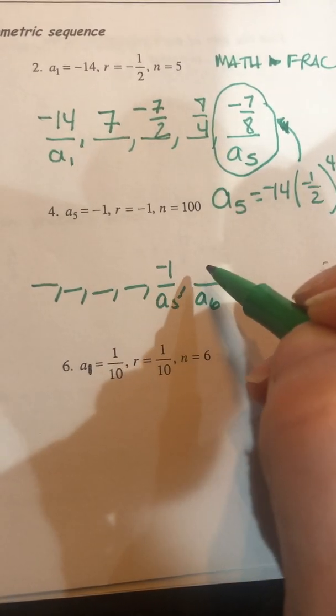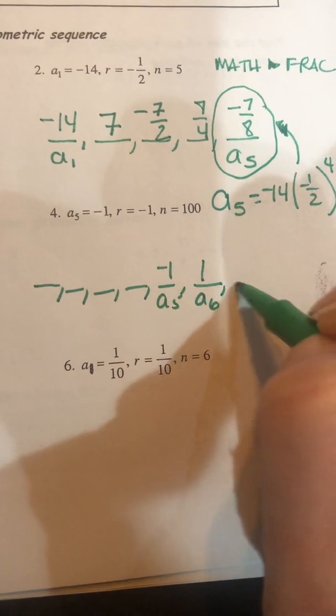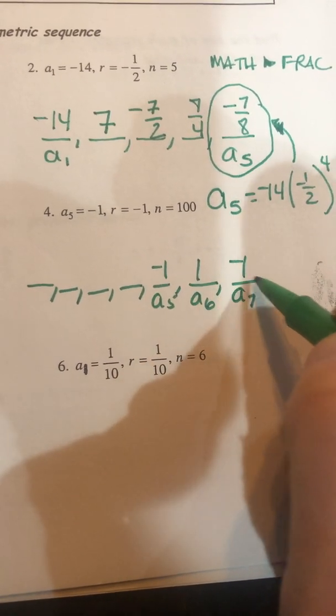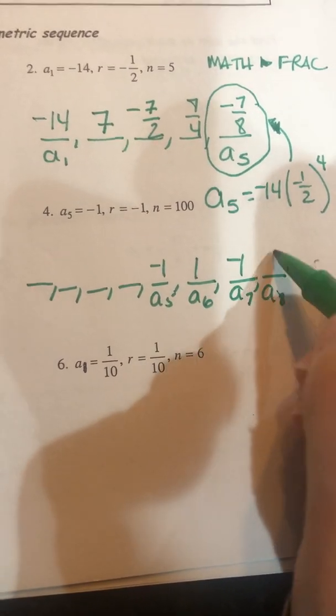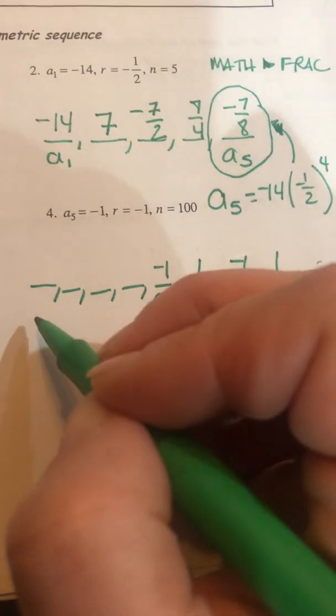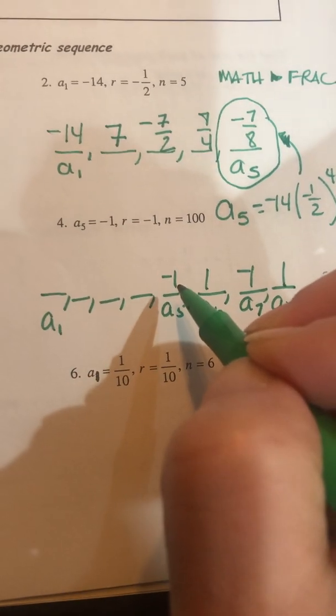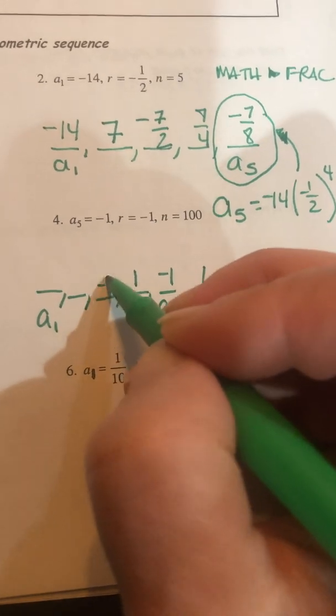So if I start at the 5th term, -1 times -1 is +1. Then times -1 is -1. Then times -1 is +1. I could probably go backwards and find the first term, just backwards multiplying by -1.